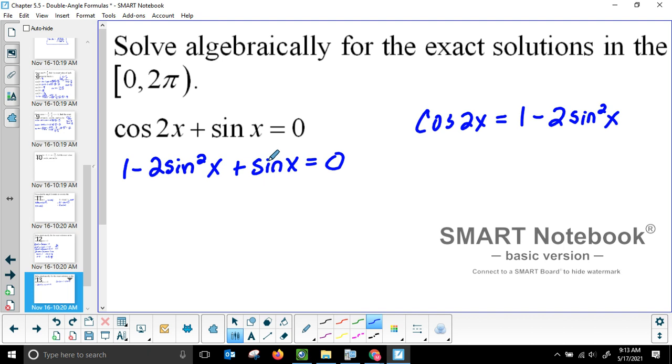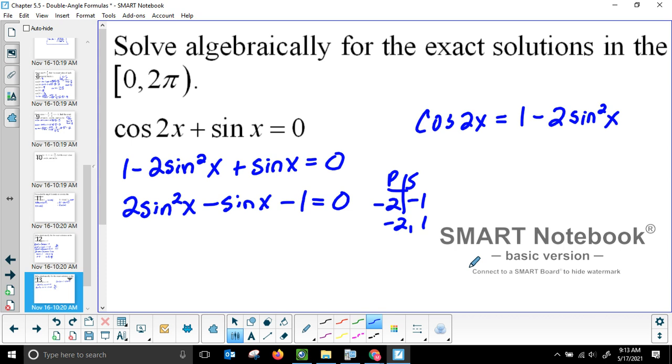Okay. Of course, I don't like having a negative leading coefficient here, so I'm going to multiply everything by negative 1 when I put it in standard form here. All right, so that will change to 2 sine squared x minus sine x minus 1 is equal to 0. So again, we can go ahead and factor this. So this will be negative 2 and 1. All right. So we will have 2 sine x minus 2 and 2 sine x plus 1.